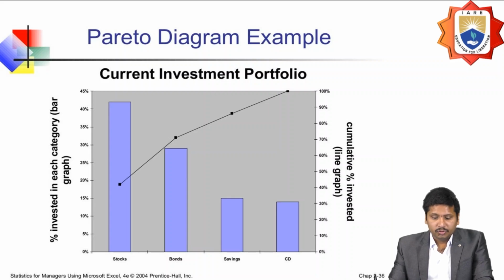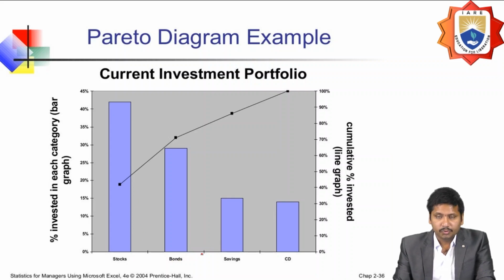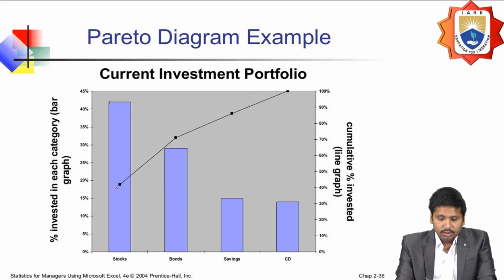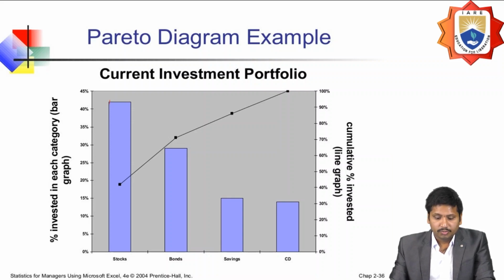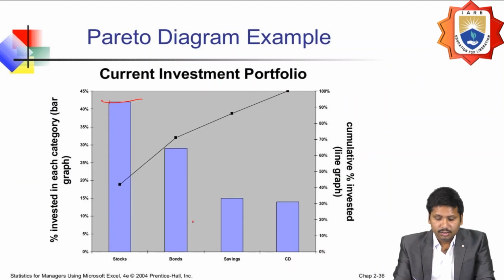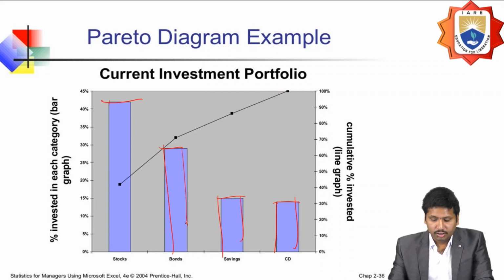For representing this Pareto diagram, for the current example, what I took here is the current investment portfolio. For that, initially I have to make a bar diagram in the form of a vertical one. After making this, I have to make a percentage diagram here. How much percentage for this 42.5 for the stocks? So for this I'm going to represent here, and similarly for bonds, it should be 29%. Like this I initially have to construct the bar chart. Once I construct this, then I have to draw the line chart as well. The combination of these gives the Pareto diagram.